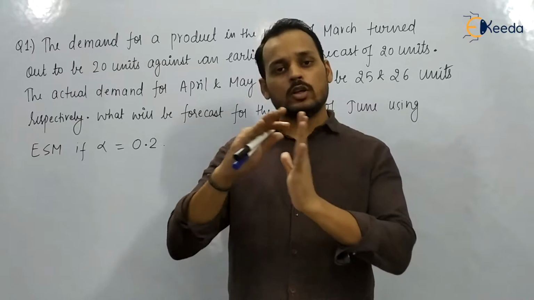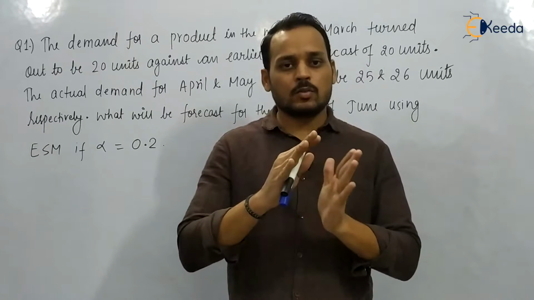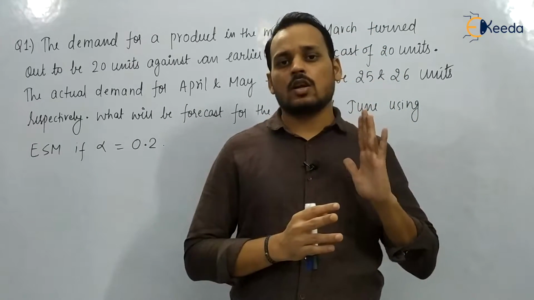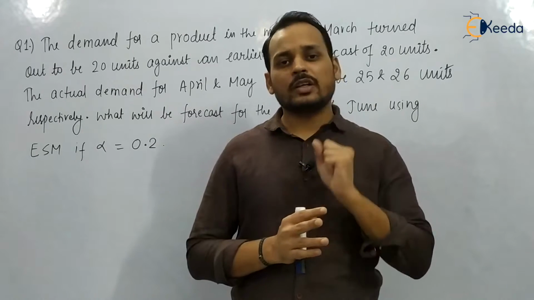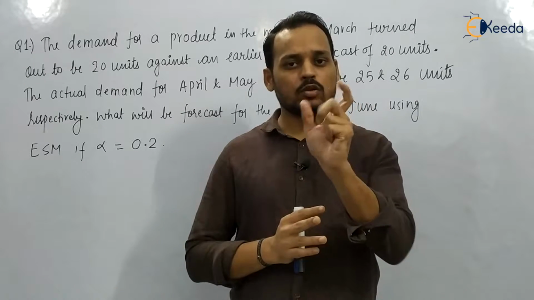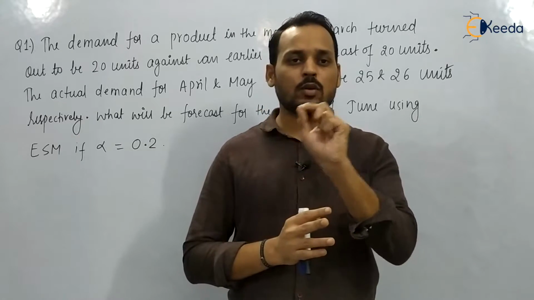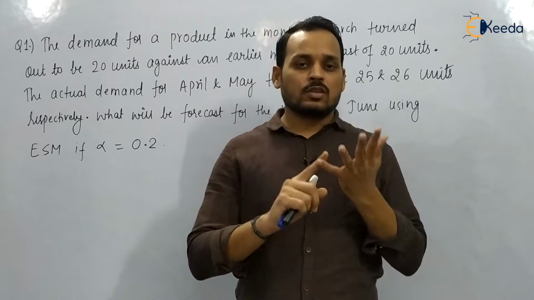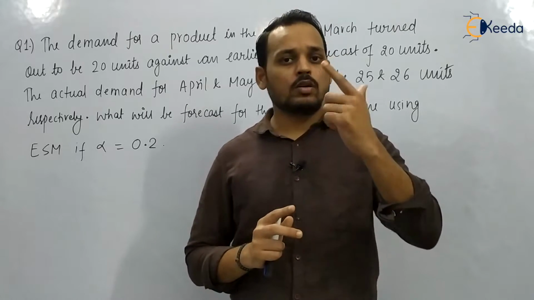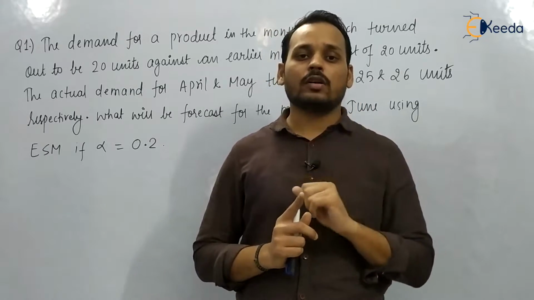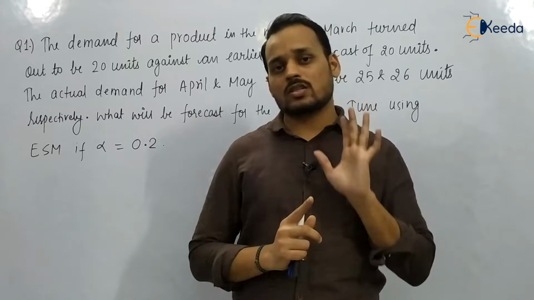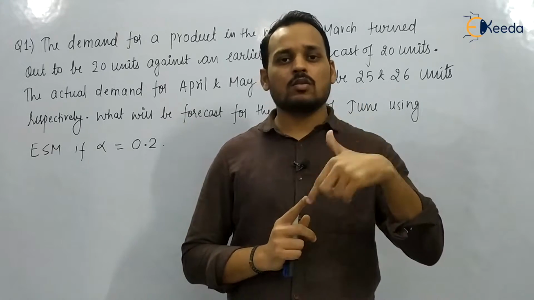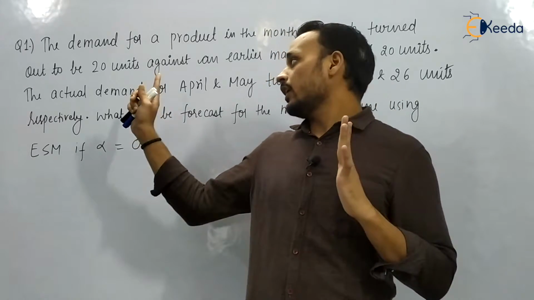I have already told you about the ESM method and how to calculate the forecast error. There were different types of forecast error, and I have already given you the formula for each type. In the ESM method, you require the latest demand, the old forecast, and alpha, the exponential smoothing constant. If these three things are given, you can calculate the forecast for the next month. So this is one of the questions.